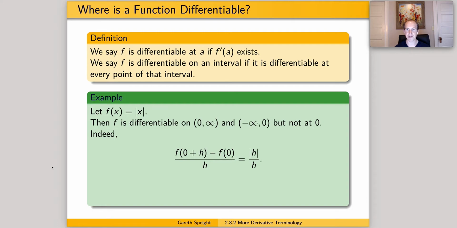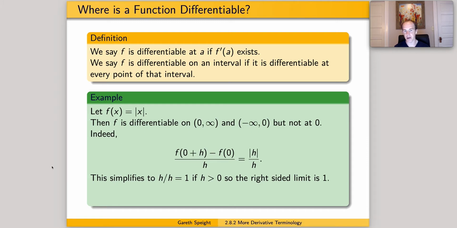And remember that the absolute value is really a piecewise defined formula. So the absolute value of x is equal to x if x is bigger than or equal to 0, and it's minus x if x is less than 0. So whenever I have a piecewise defined function, I can try to take the limit by considering separately the one-sided limits.